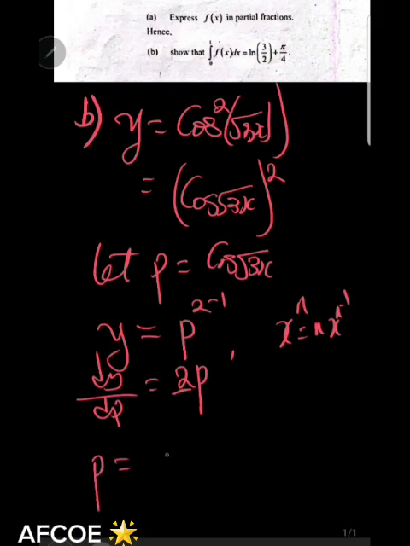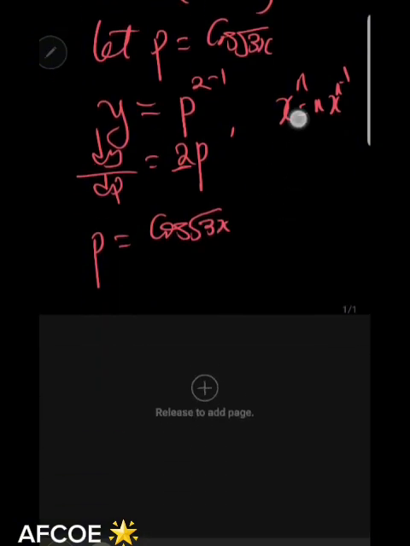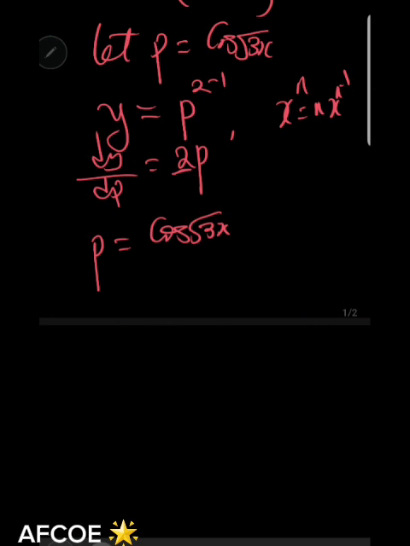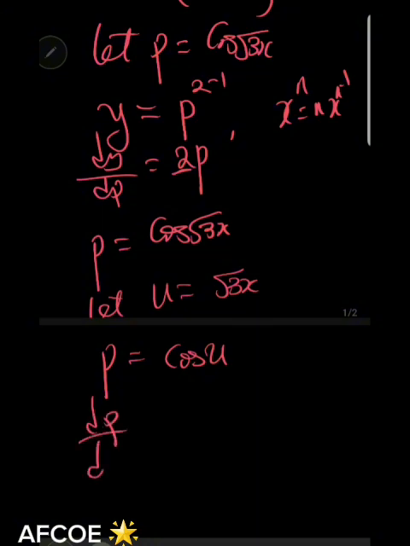Now if you have your dy dp, now you move and say that p equals cos square root of 3x. To differentiate it again, we can differentiate cos x but not cos 3x. So I would say let u equal the square root of 3x. Now my p will be equal to cos u. I will also find dp du, which will be the derivative of cos u, which is negative sine u. By the way, all the derivatives of trigonometric functions that begin with c are always negative. So we get negative sine u.